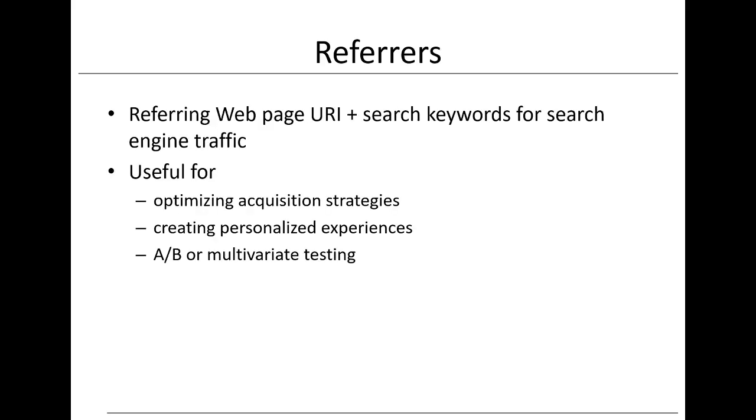Referrer information is also very interesting information to know where your visitors come from. This can be inferred by means of the referring URI and search keywords in case of search engine traffic. Remember that if a user enters search terms in Google that link to your site, these are being sent along in the URI, so this is very interesting information. Knowing your popular referrers is interesting for optimizing your acquisition strategies, creating personalized experiences, or A/B or multivariate testing, as we discuss later.